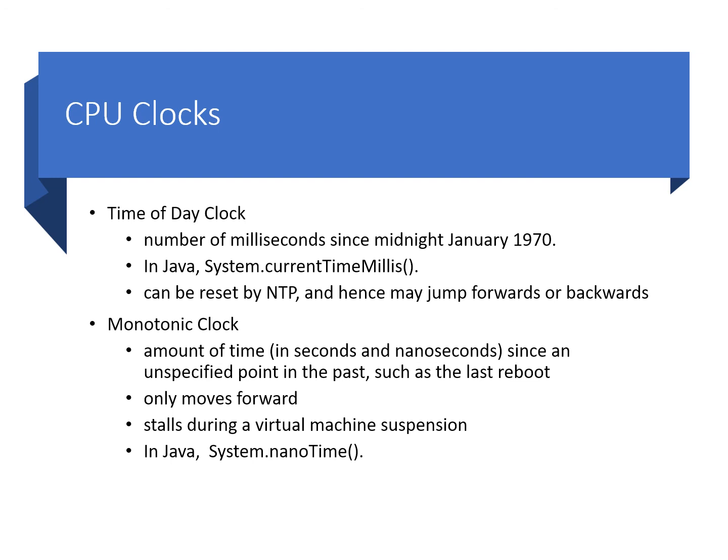The monotonic clock represents the amount of time in seconds and nanoseconds since an unspecified point in the past, such as the last time the system was restarted. It will only ever move forward, however. It may not be totally accurate because it stalls during an event such as a virtual machine suspension. In Java, you get the current monotonic clock time using System.nanoTime.